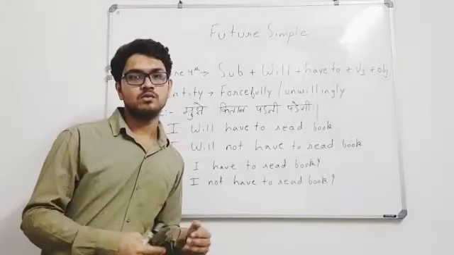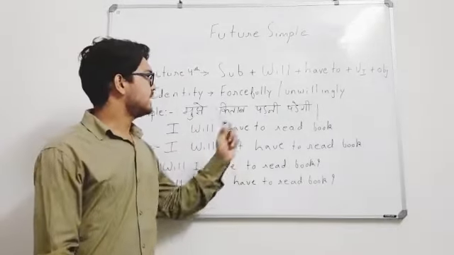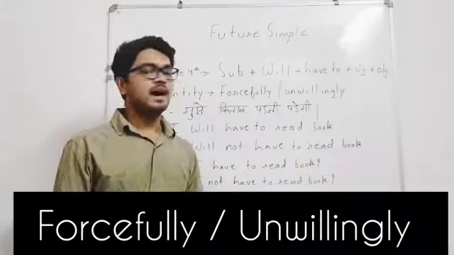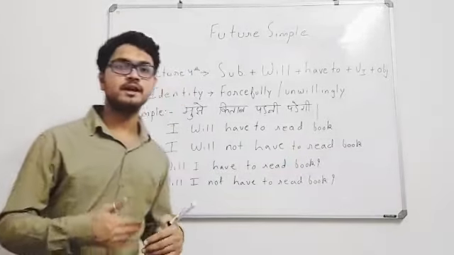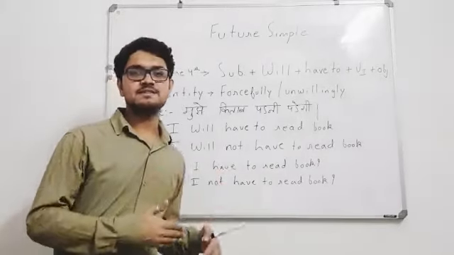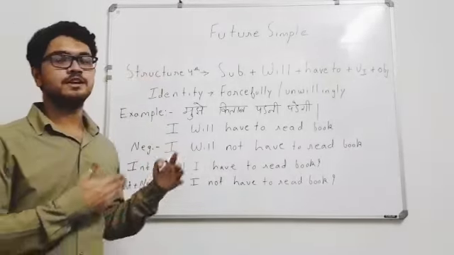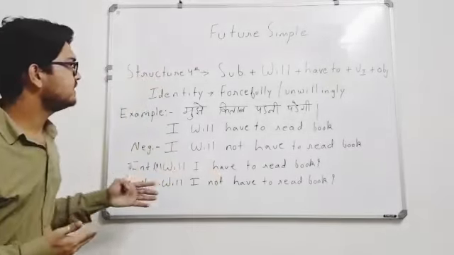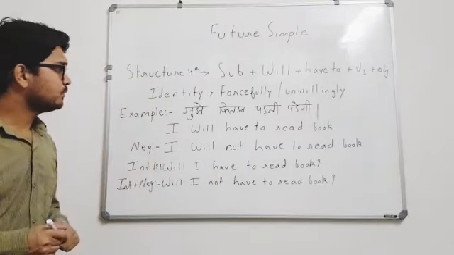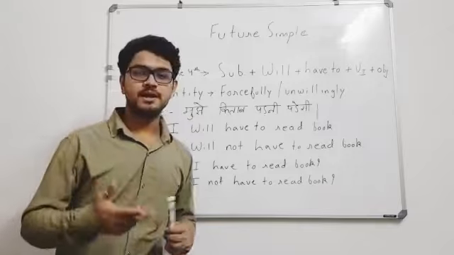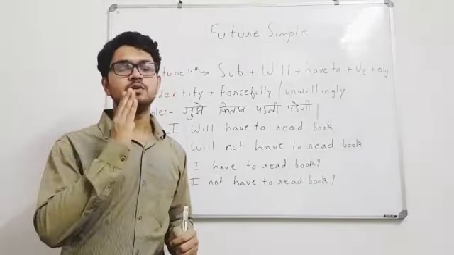That is what we need to find out, and because of that I have written here the identity, and the identity is forcefully or unwillingly. We have seen the same thing when we were discussing present simple and past simple. We have talked about the same thing earlier too. So again we are talking about that, and here we can see "मुझे किताब पढ़नी पड़ेगी". It means you will not feel like doing it, but still you will have to do it.